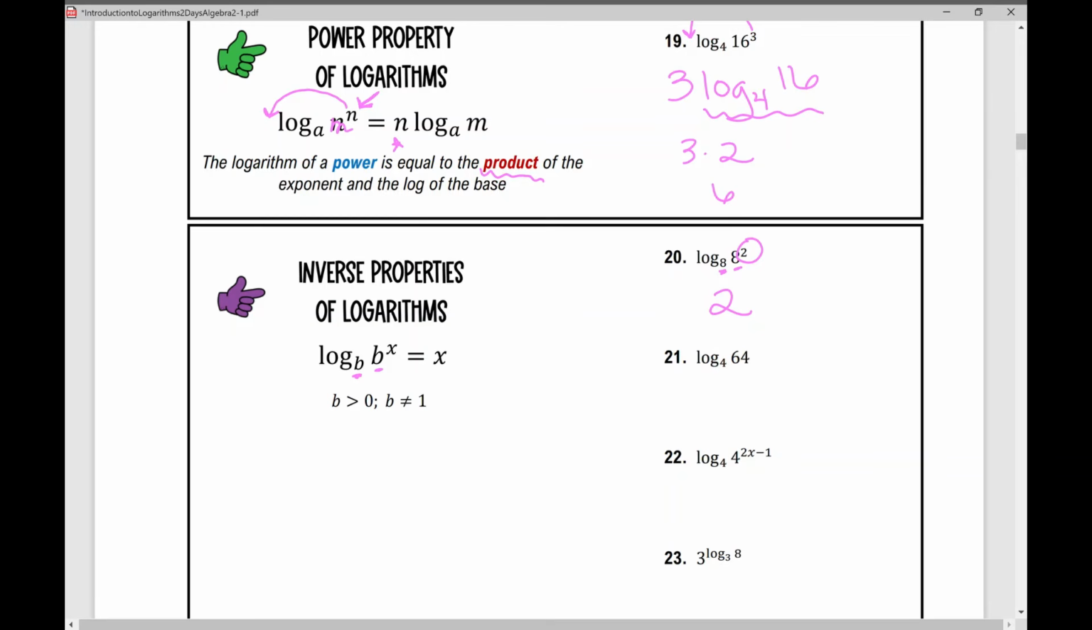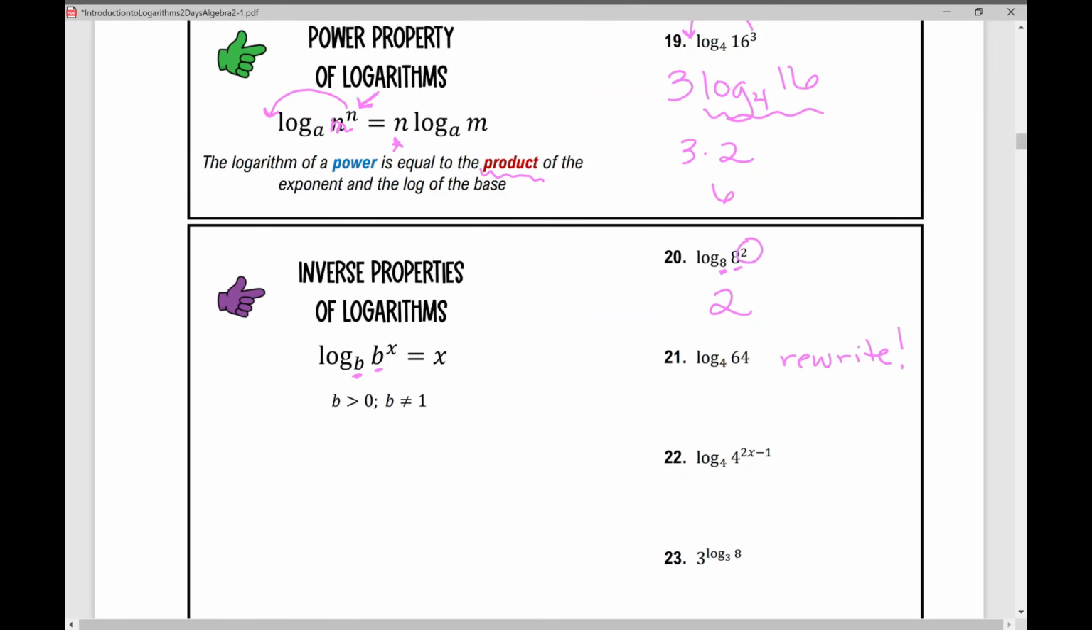So moving on, number 21, log base 4 of 64, where you're like, well, that's not the same. 4 and 64 are not the same, but I can rewrite it, which is a big thing in this unit. You can always rewrite it. Think about these numbers differently.